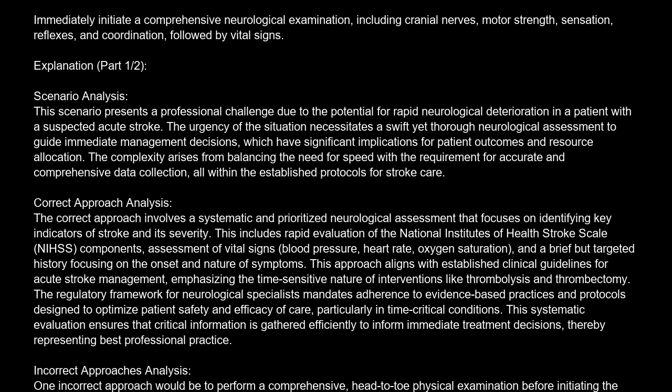Correct approach analysis. The correct approach involves a systematic and prioritized neurological assessment that focuses on identifying key indicators of stroke and its severity. This includes rapid evaluation of the National Institutes of Health Stroke Scale (NIHSS) components, assessment of vital signs, blood pressure, heart rate, oxygen saturation, and a brief but targeted history focusing on the onset and nature of symptoms. This approach aligns with established clinical guidelines for acute stroke management, emphasizing the time-sensitive nature of interventions like thrombolysis and thrombectomy.